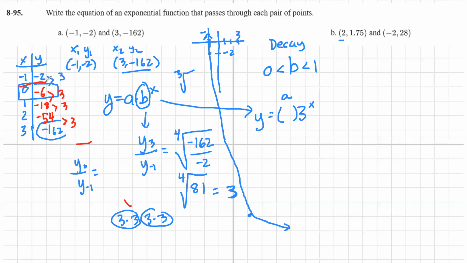So since my 0 value is negative 6, that's my a value. So this is negative 6. Can you have a negative a value? Absolutely. We just got one. Okay, so that is how you solve that equation.